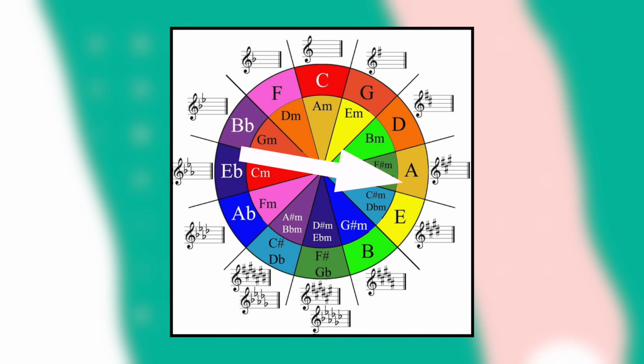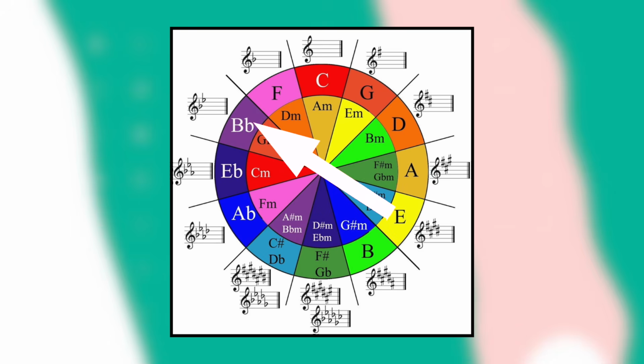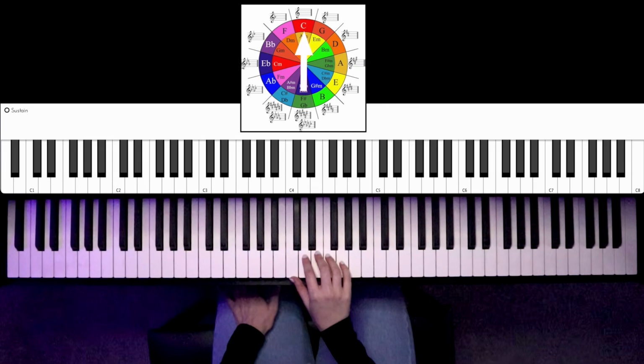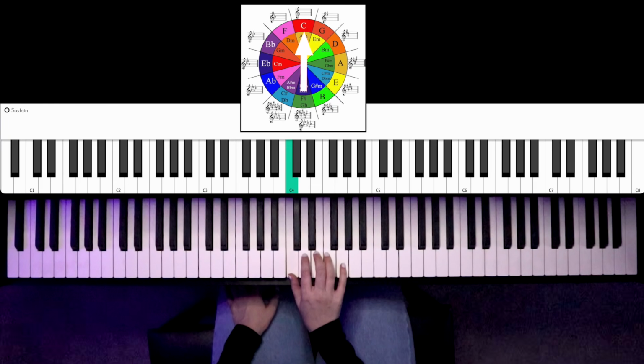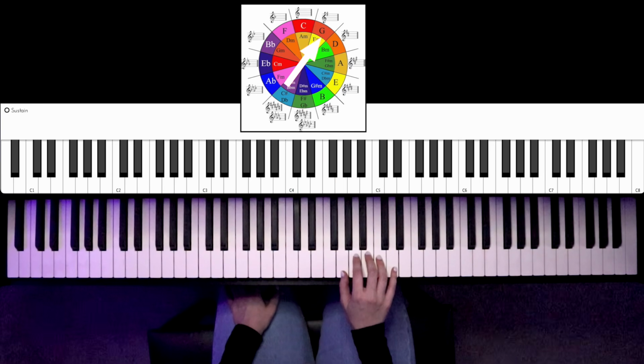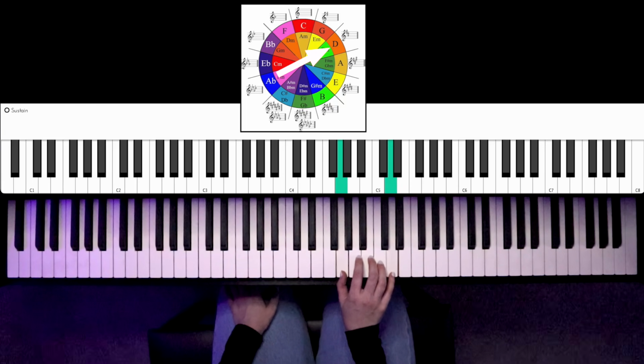The circle of fifths moves up a fifth clockwise. But what is a fifth? For example, starting from C, moving up a fifth leads to G. So for example, 1, 2, 3, 4, 5. That's a fifth. Then from G, a fifth is up to D. 1, 2, 3, 4, 5.